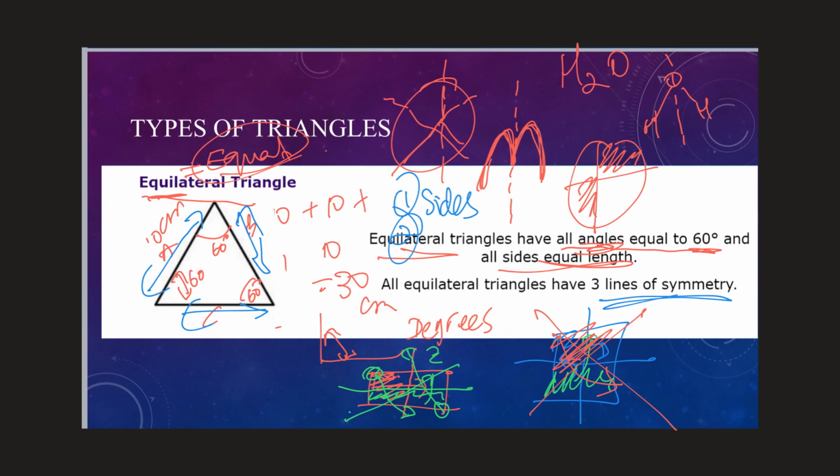Alright, so 2 things, remember. All equilateral triangles have 3 lines of symmetry. So let me just show you guys that here. I'll erase it on this triangle. And we have Z pen.